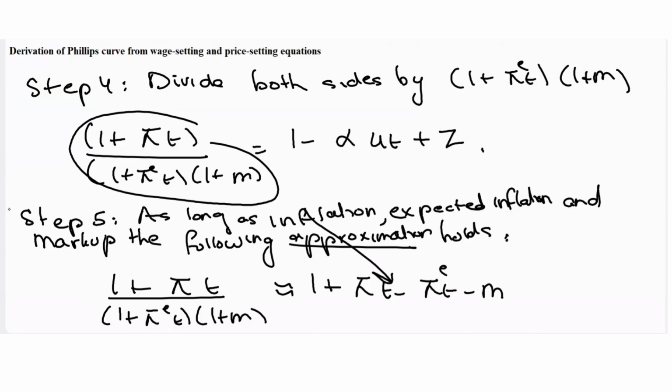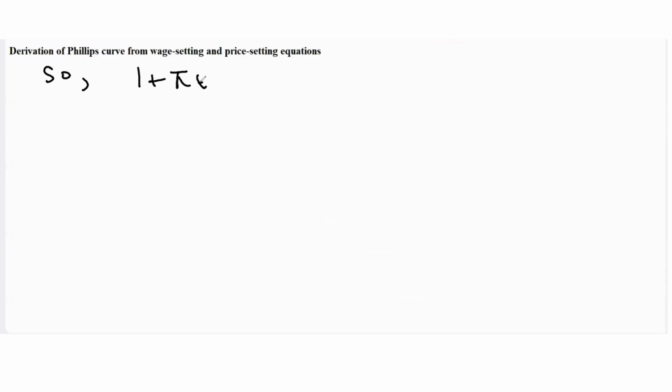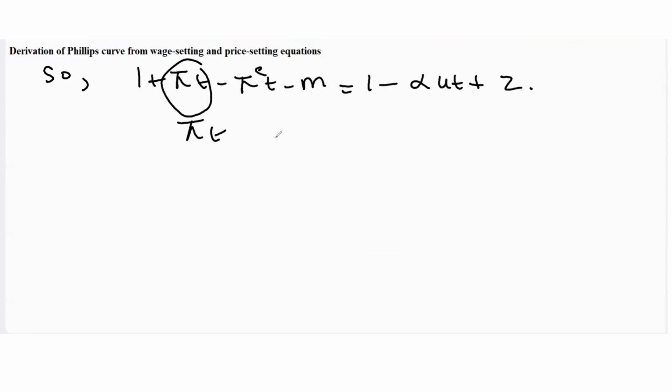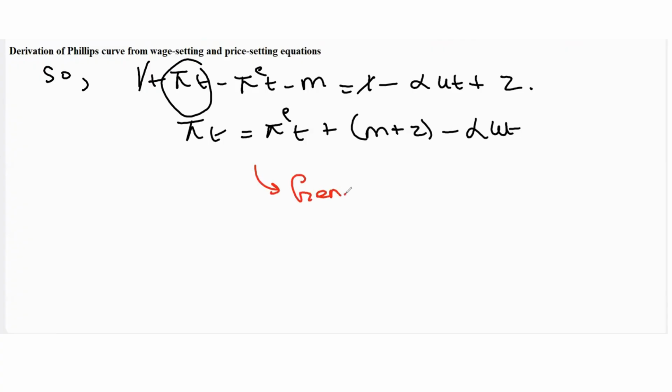So by this approximation, I just replace this with the approximation: 1 plus π_t minus π^e_t minus m on the left hand side is equal to 1 minus alpha u_t plus z. Now from here, I'll just make π_t the subject. So the 1 gets cancelled out, and then we take this π^e_t over there. Then this just becomes π_t equals π^e_t plus m plus z minus alpha u_t. And this is the general form of the Phillips curve that we have derived from our WS-PS model.